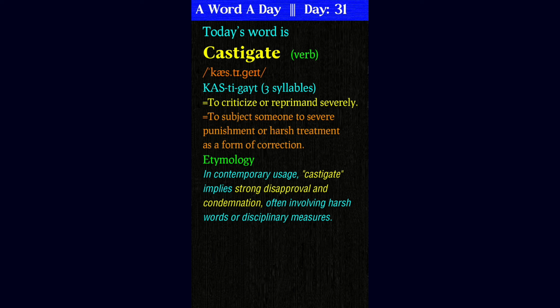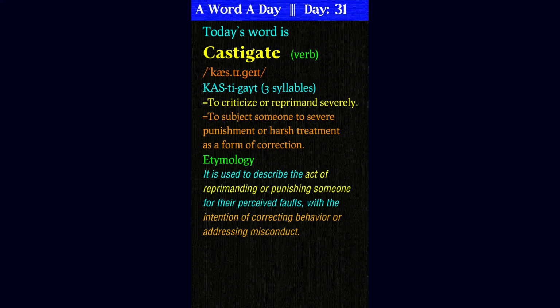In contemporary usage, castigate implies strong disapproval and condemnation, often involving harsh words or disciplinary measures. It is used to describe the act of reprimanding or punishing someone for their perceived faults with the intention of correcting behavior or addressing misconduct.